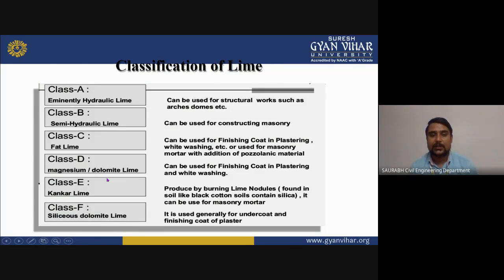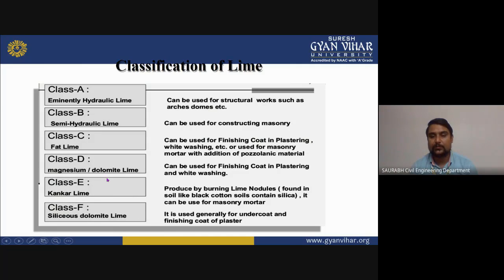And now you can see here, first, class A can be used for structural work and arches of dome. Means there is given in the table where you can use this kind of lime. Class B can be used for construction masonry, and class C can be used for finishing coat in plastering, whitewashing, etc. Or you can also use it for masonry mortar with addition of pozzolanic material.